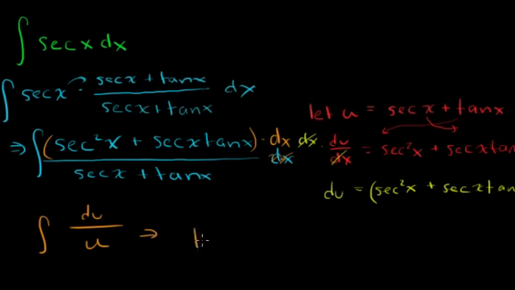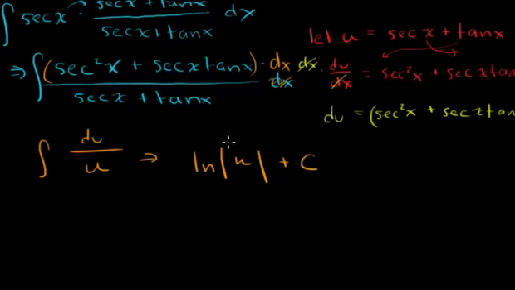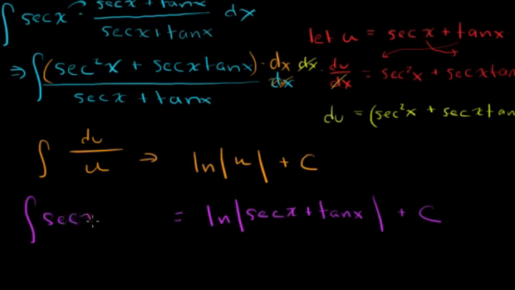That is the natural log of the absolute value of u plus c. But since we started in terms of x, we should definitely substitute back in for u. So now we have the natural log of the absolute value of secant x plus tangent x, plus c, and that equals the integral of secant x.